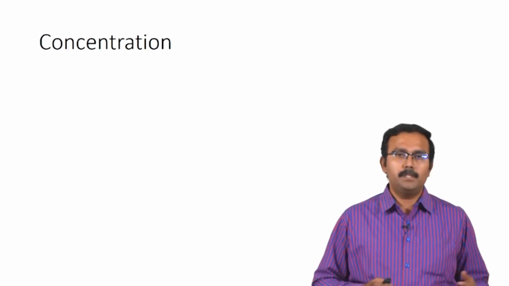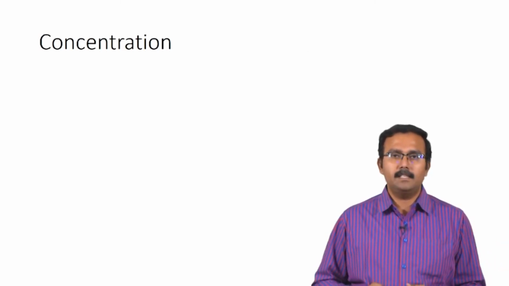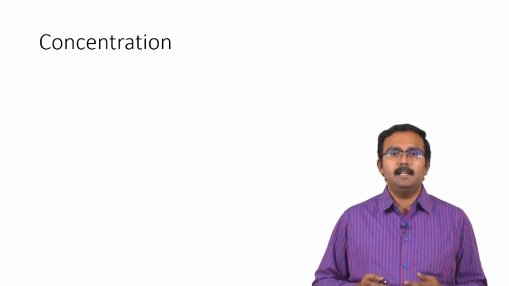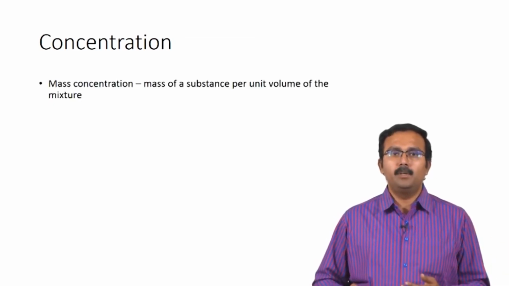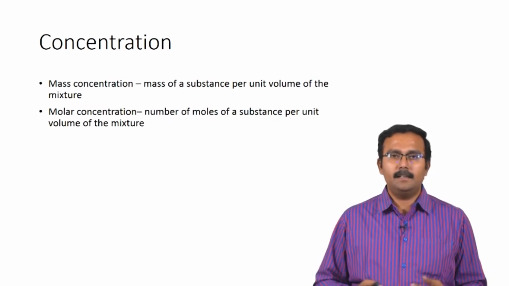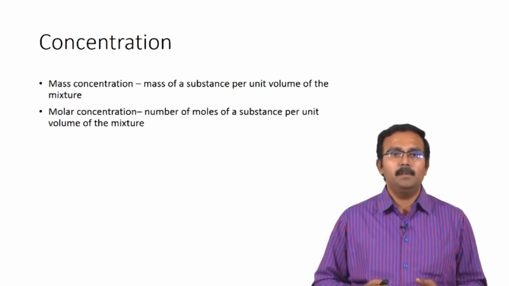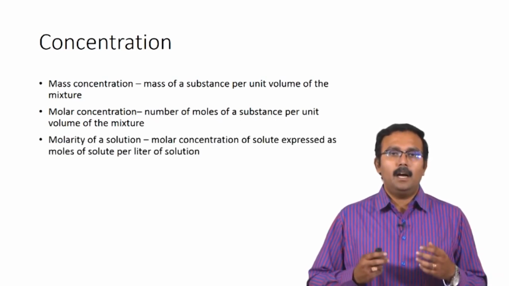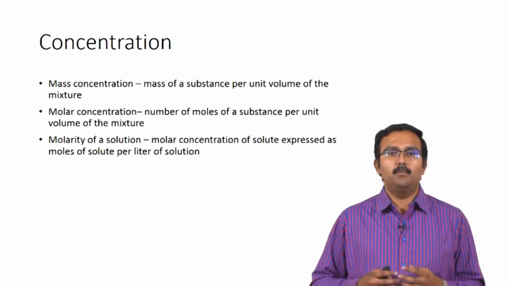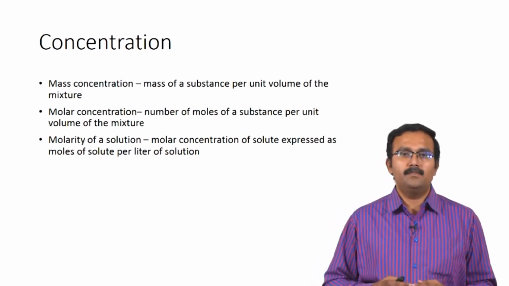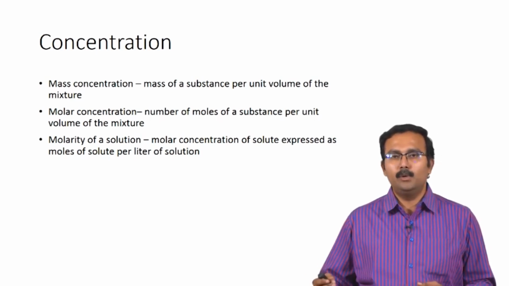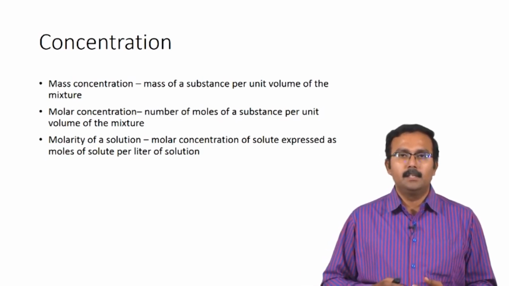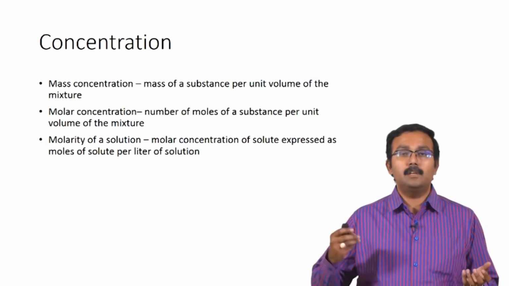In addition to composition of the mixture being defined as mass fractions and mole fractions, you can also have concentrations. Concentrations are basically mass or moles of a substance per unit volume. So, it is written as mass concentration, which is mass of a substance per unit volume, and mole concentration, which is moles of a substance per unit volume. Another term which is used for defining concentration is molarity. Molarity of a solution is defined as the molar concentration of a solute expressed in terms of moles of solute per liter of solution. So, this is moles of solute per liter of solution.